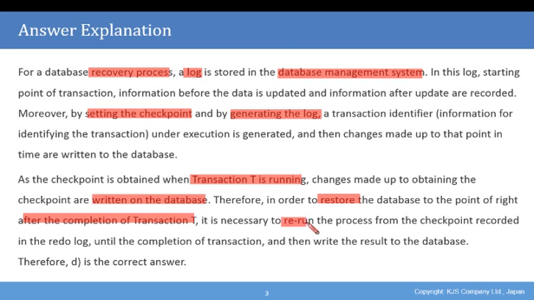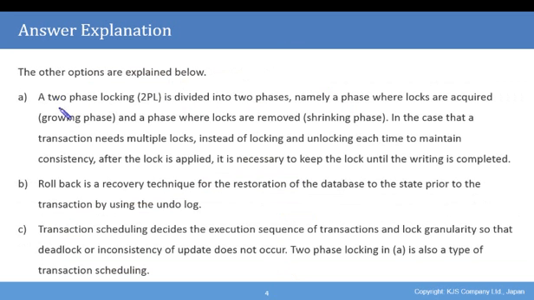Therefore, in order to restore the database to the point right after the completion of the transaction T, it is necessary to rerun the process from the checkpoint recorded in the redo log until the completion of the transaction, and then write the result to the database. Therefore, D is the correct answer. So here we had the roll forward technique for recovery being used.